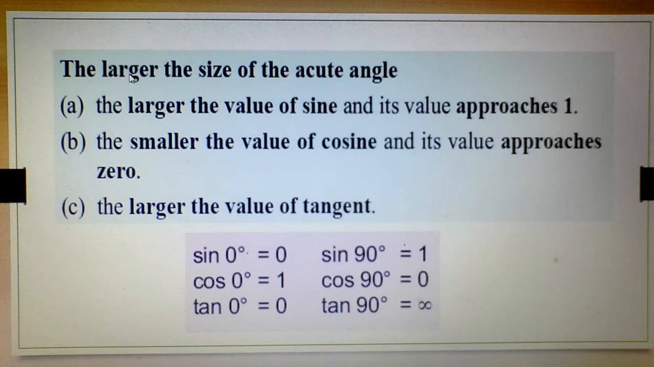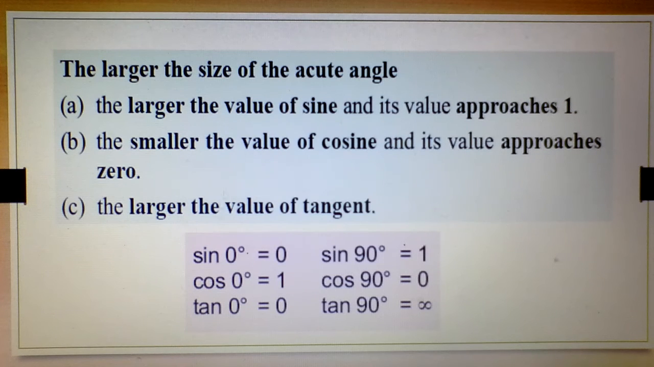Okay, now from there we can say the larger the size of the acute angle, the larger the value of sine, as its value approaches 1. So the value of sine 0 equals 0. When the angle reaches 90 degrees, the value of sine becomes 1. So from 0 to 90 degrees, the value of sine increases when angle theta increases.